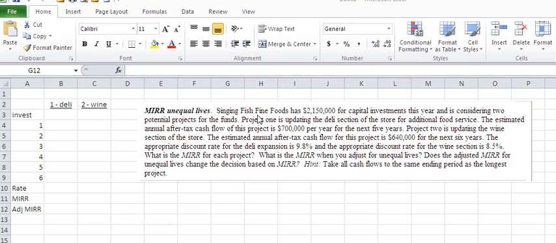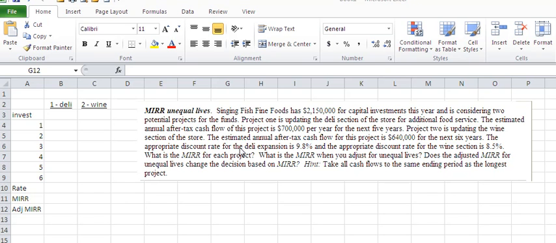It says Singing Fish Fine Foods has $2,150,000 for capital investments this year and is considering two potential projects for the funds. Project 1 is updating the deli selection of the store for an additional food service. The estimated annual after-tax cash flow of this project is $700,000 per year for the next 5 years. Project 2 is updating the wine section of the store. The estimated annual after-tax cash flow for this project is $640,000 for the next 6 years.